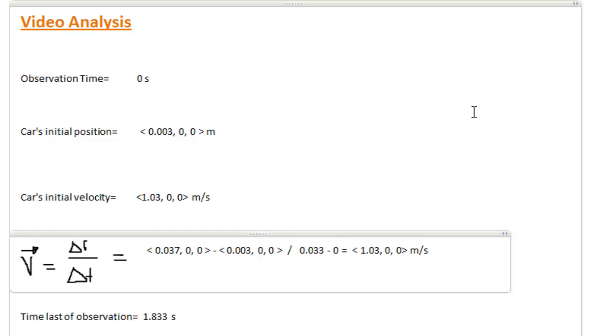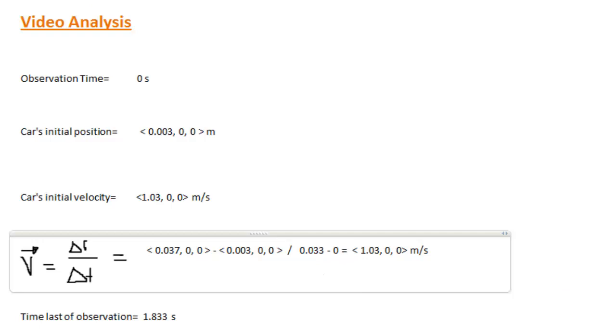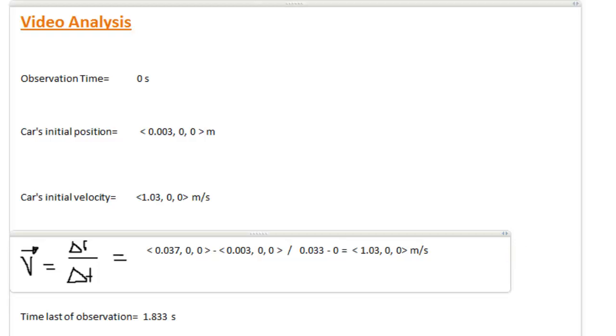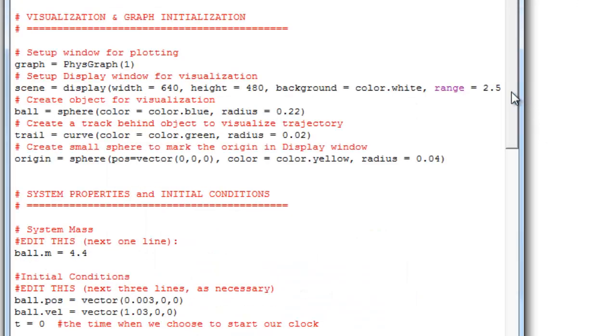In this case, our delta in position will be the second position minus the first position, divided by the second time interval minus the first time interval. In this case, our answer was 1.03 meters per second. Time lapse of observation was 1.833 seconds. From that information, we can make our computational model.